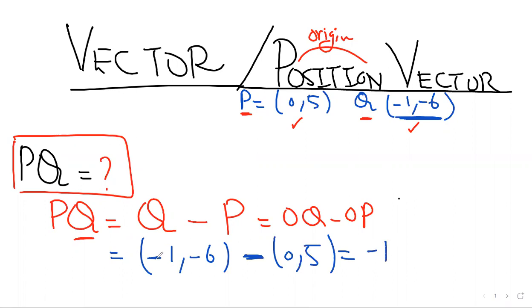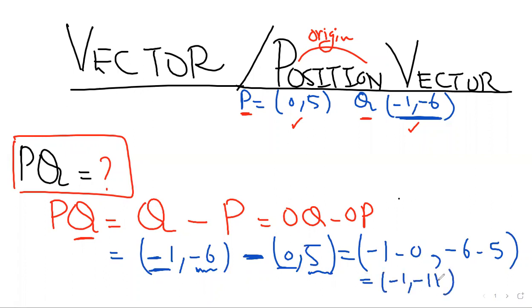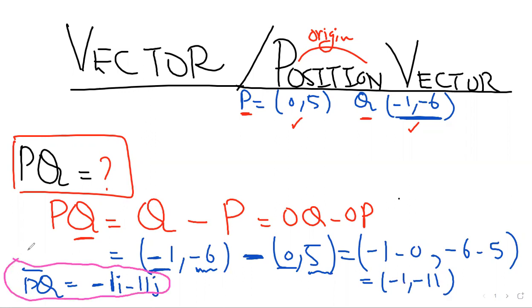-1 minus 0. This is the x coordinate; x deals with x, y deals with y. -1 minus 0, comma, -6 minus 5. The remaining is (-1, -11). And I will write PQ in the form of a vector: -1i minus 11j. It will be the final answer. I'm just highlighting it. I hope it is clear.